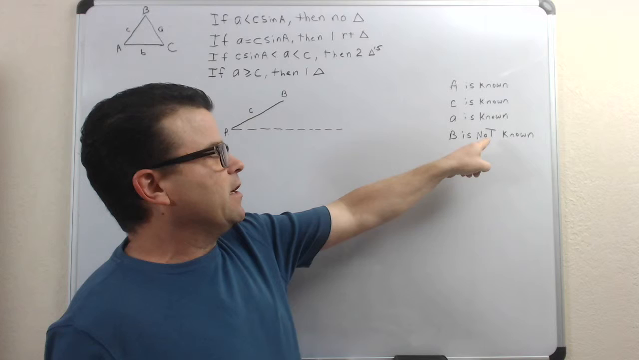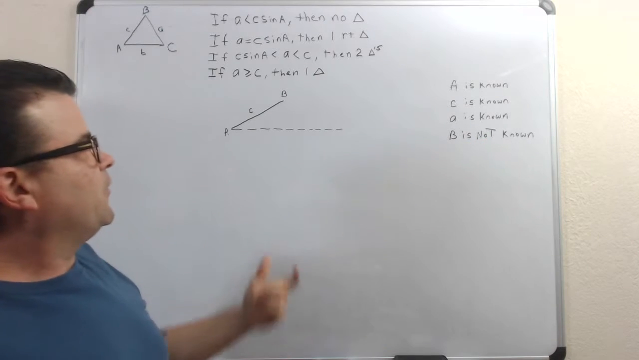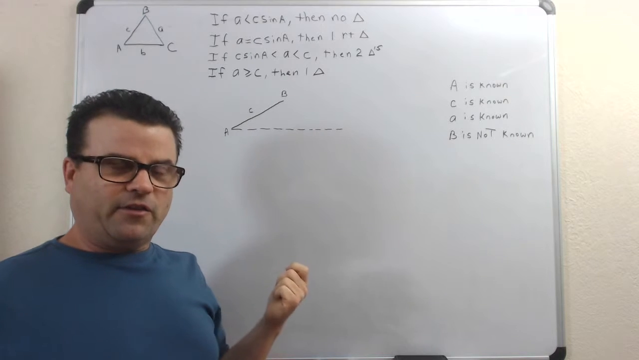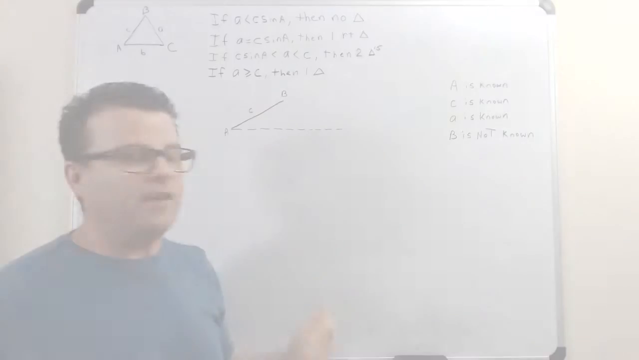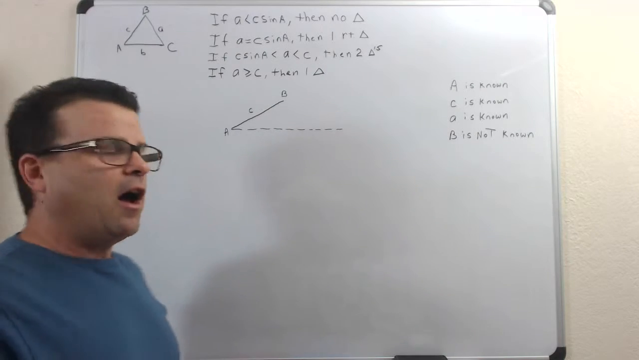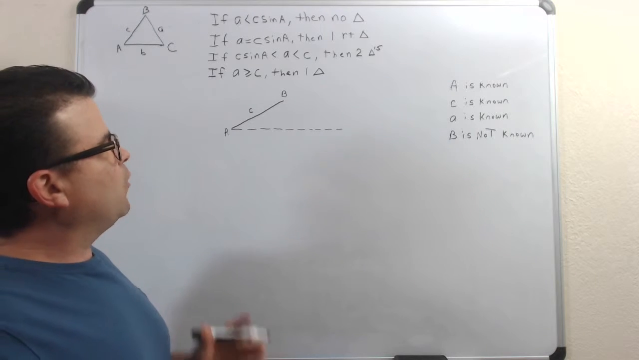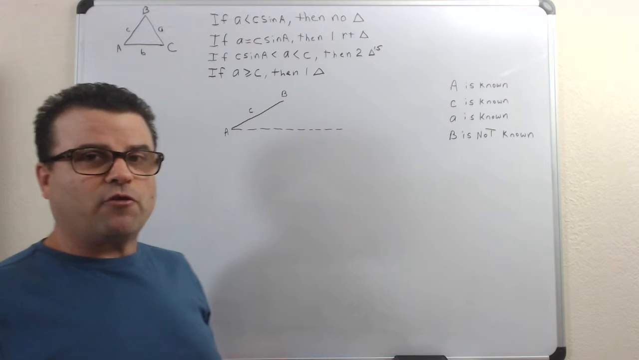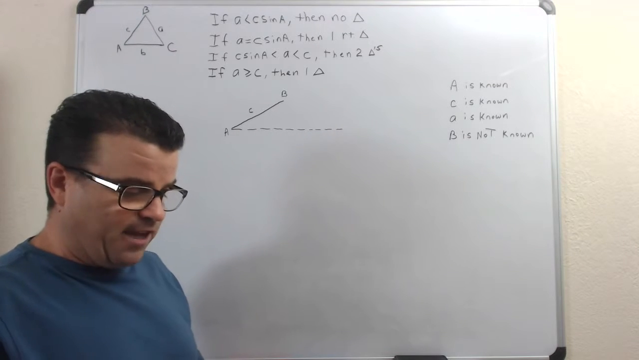And I wrote B is not known here because I think that's a crucial piece in understanding this presentation about the ambiguous case. So let me ask you, how long would side a have to be in order to make a triangle? In order for there to be any triangle at all?